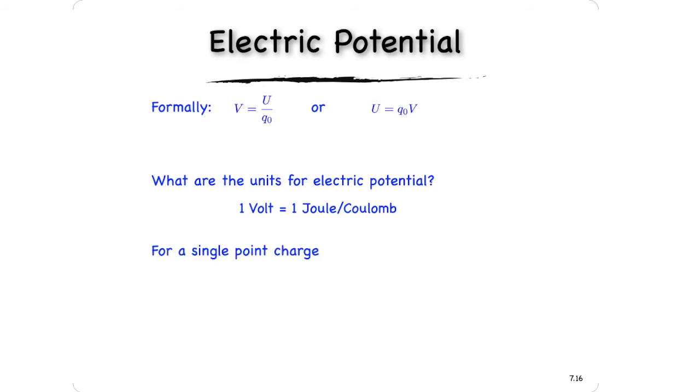And for a single point charge, we can write the electric potential around that charge as Q over 4 pi epsilon naught R. That just comes from our expression that we had derived for U. The potential energy between 2 point charges was 1 over 4 pi epsilon naught Q1 Q2 over R. And I'm just dividing out one of the charges to say this is the potential due to a single charge. When I bring another charge near it, I have to multiply that other charge by this potential to get the potential energy.